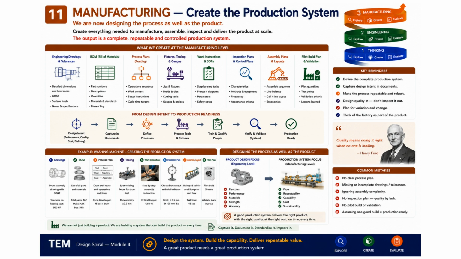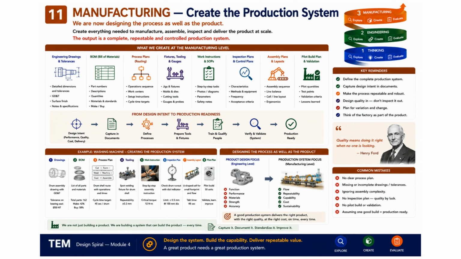Consider a simple dimension on our washing machine. During engineering, we may determine what that dimension must be for the mechanism to function correctly. During manufacturing, we must go further. How will that dimension be produced? What tolerance is realistic? How will it be measured? What tooling is required? And how do we ensure that hundreds or thousands of parts remain within that tolerance?